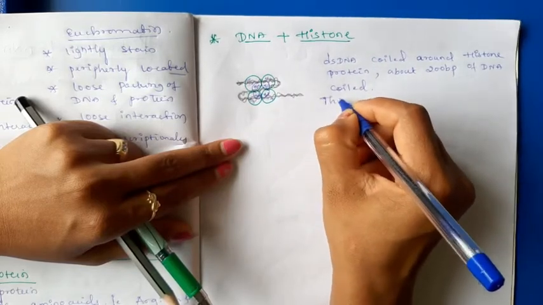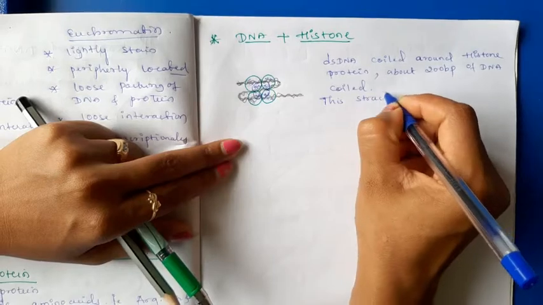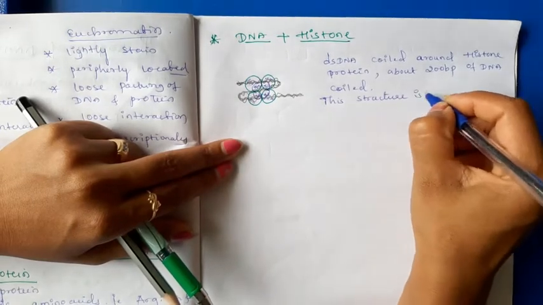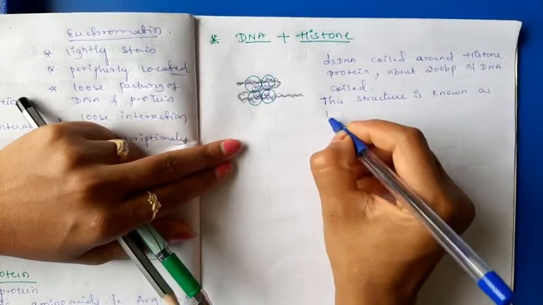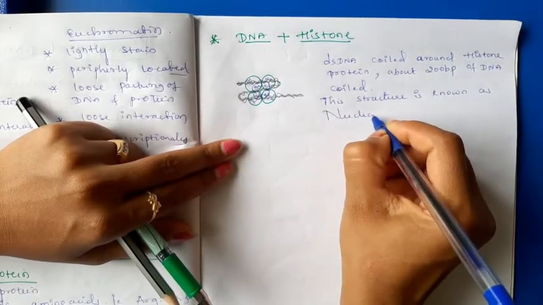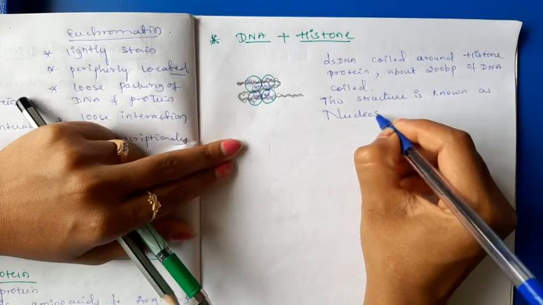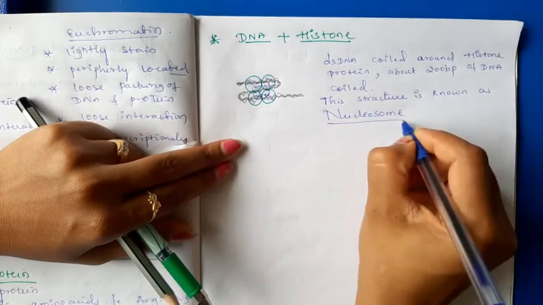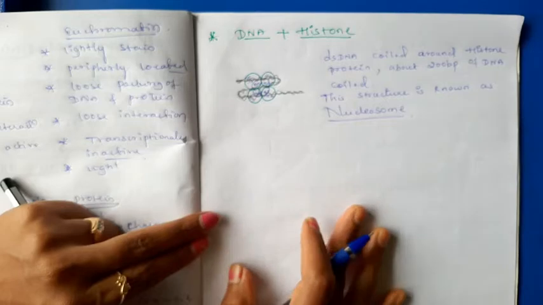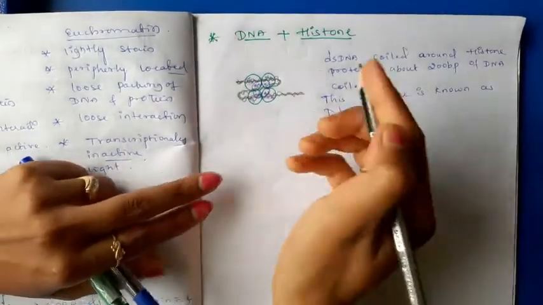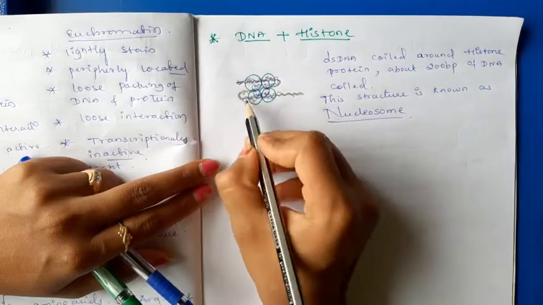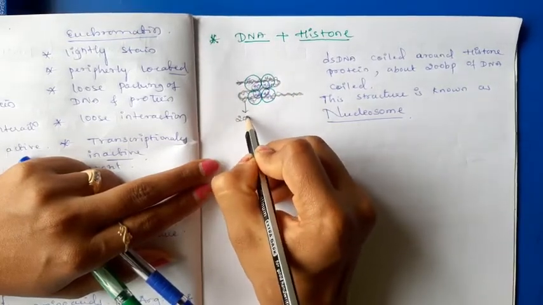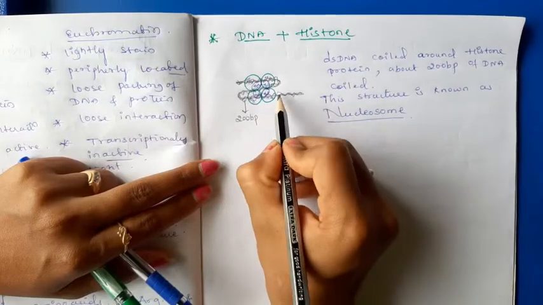This structure is known as nucleosome. This is the structure of nucleosome. You can see here the double stranded DNA is coiled around the histone protein. About 200 base pairs of DNA is coiled.